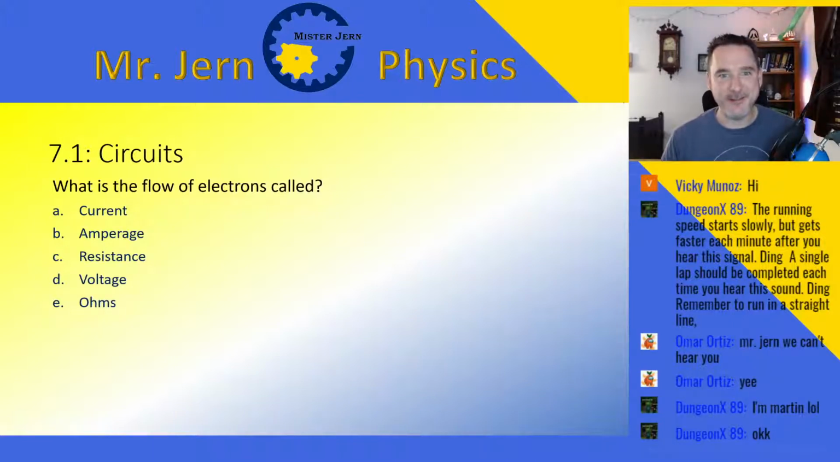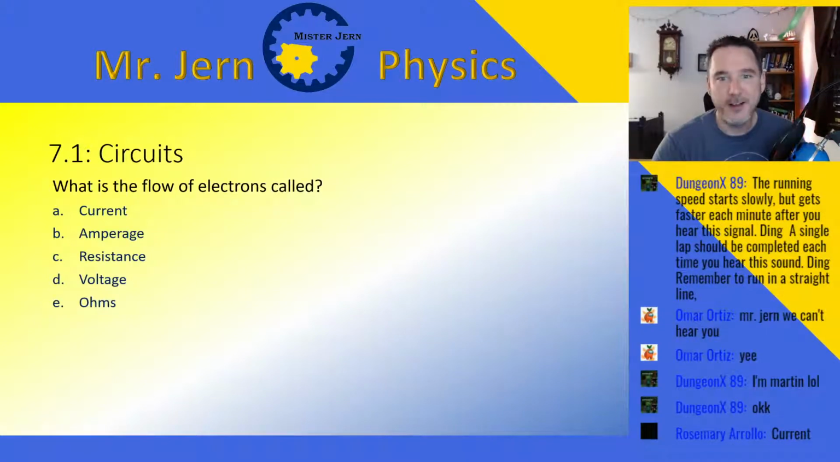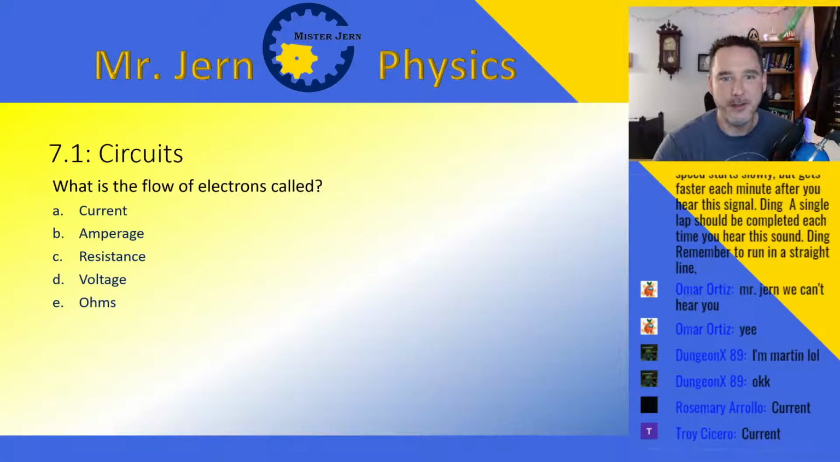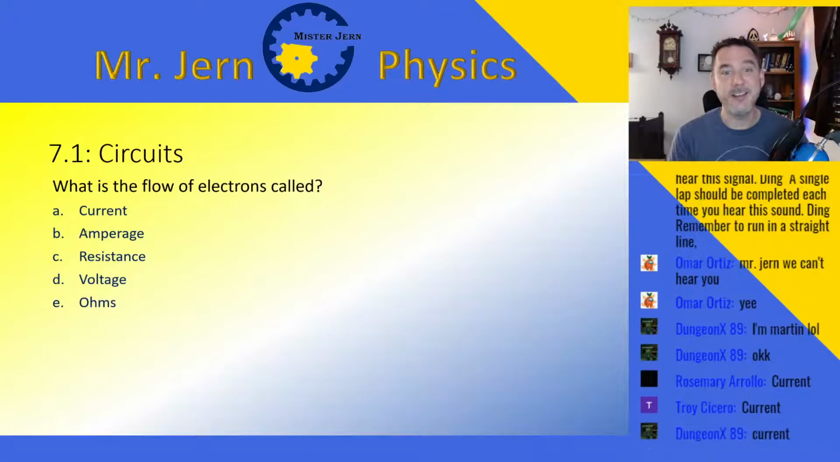I'm not seeing a lot of answers here, but that's okay. While you guys are thinking about answering, should I answer? All right, good. We got a bunch of people on. That's fantastic. All right, current. I try to make it simple, you guys. It's multiple choice. You could just put the letter, you could put A, but you are correct. Yes, it is called current. The flow of electrons. Good. So a little definition just to get things out of the way.